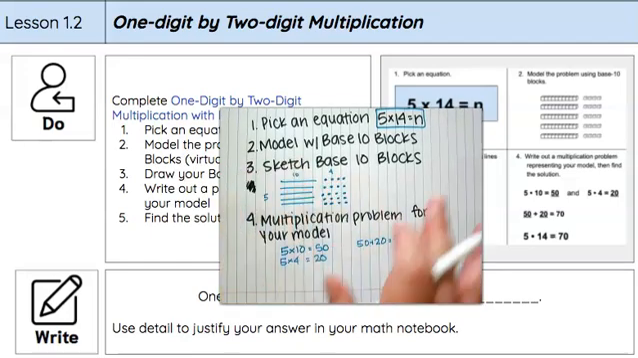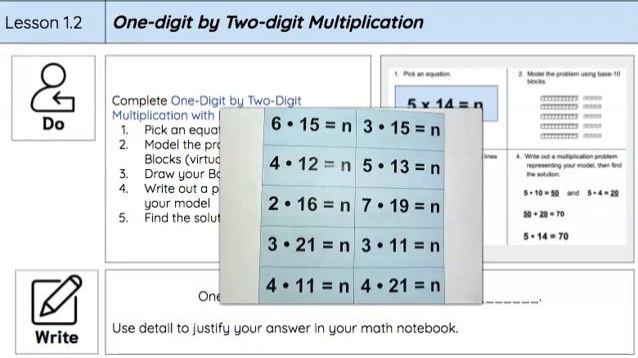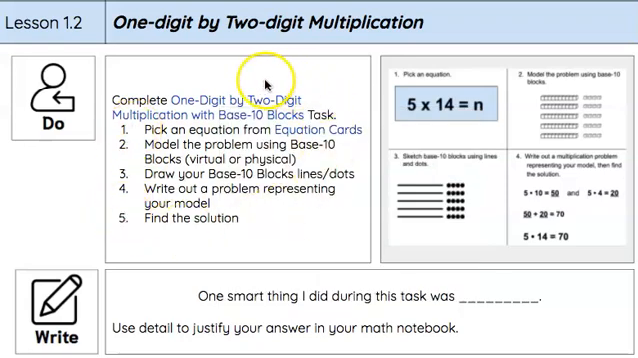You're going to repeat this step as many times as you can using all different equations from this paper here. Here are the instructions again, and then here is the example for you to refer to when you're using your own equation cards and making your own. You can do this in your math notebook.